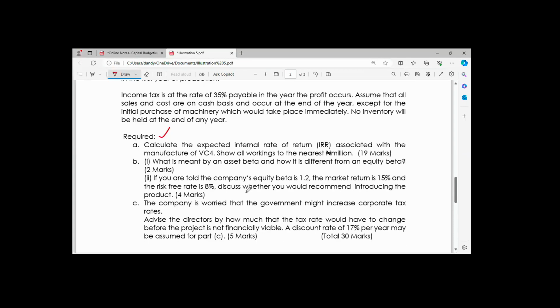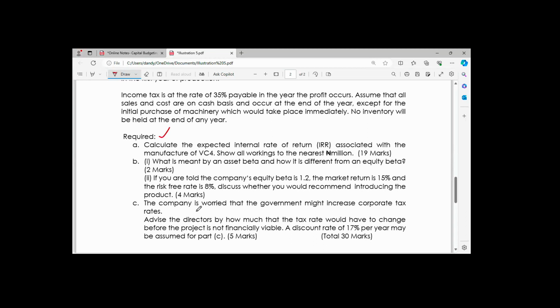Number C, the company is worried about the government. The company is worried that the government might increase corporate tax rates. Advise the directors by how much the tax rates would have to change before the project is not financially viable. A discount rate of 17% per year may be assumed for part C. So this is a 30 marks question.